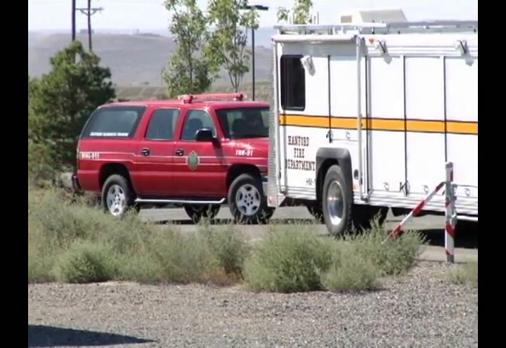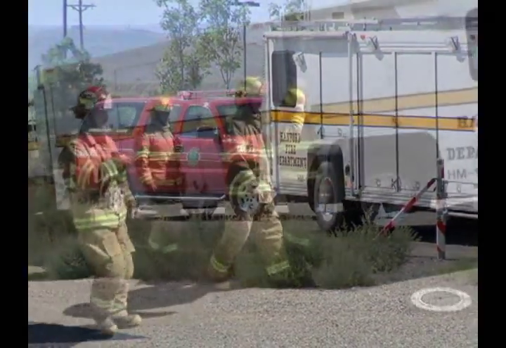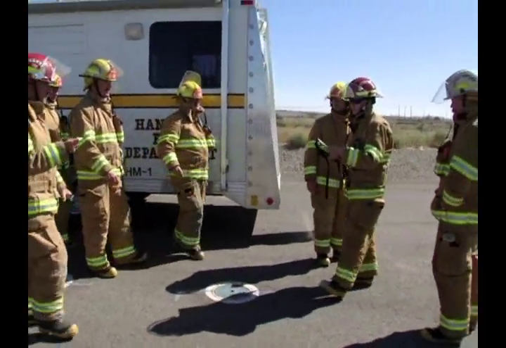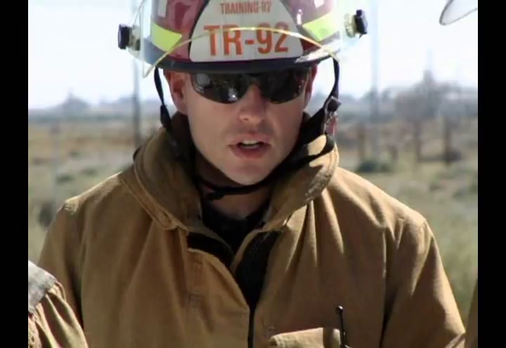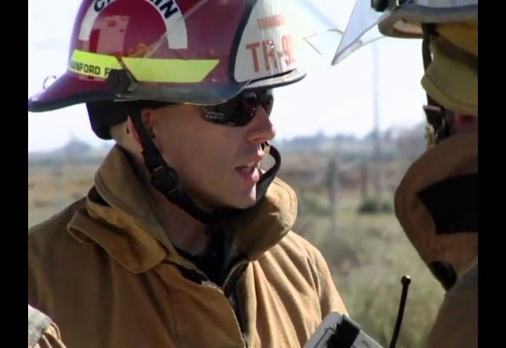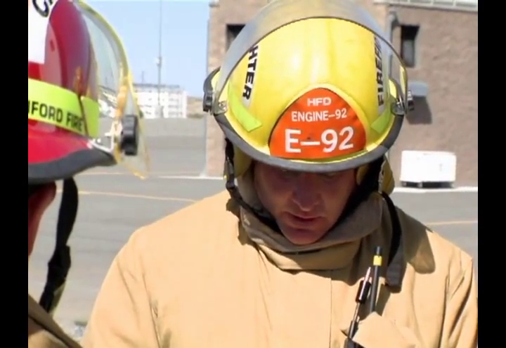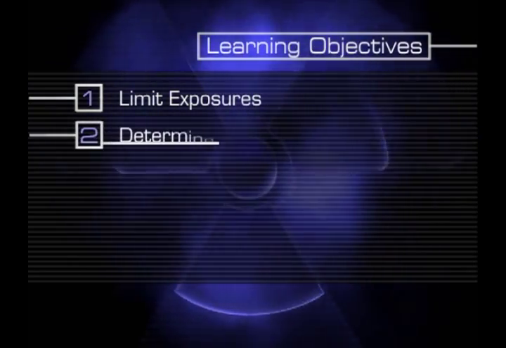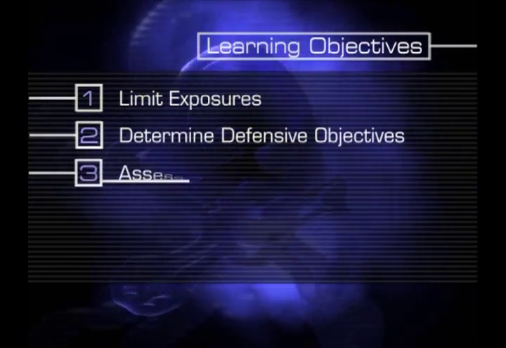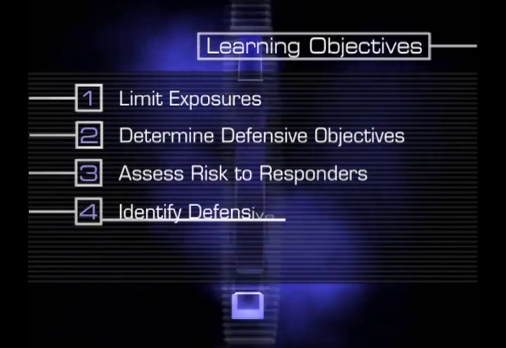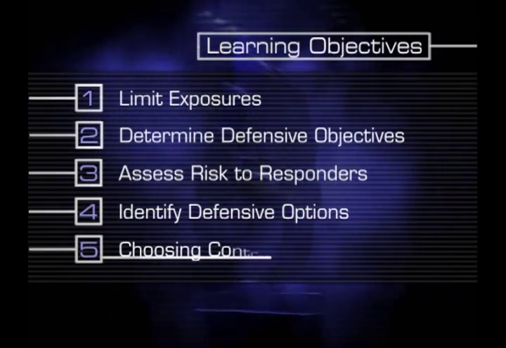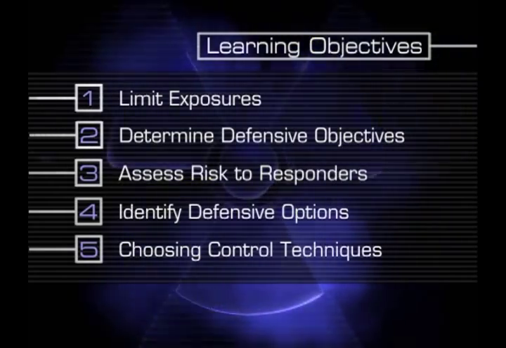Before your team can take defensive actions in a hazmat incident, NFPA 472 requires that a thorough plan be formulated. Limiting exposures, clearly defining your incident objectives, and determining your defensive options are critical steps in this process. To help you understand each of these steps, you will learn how to limit exposures using available resources, determine defensive objectives, assess risk to responders, identify defensive options, and choose the appropriate control techniques.